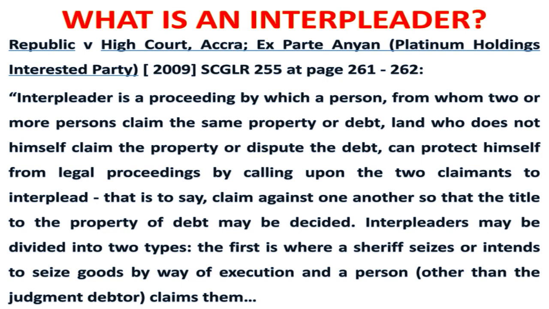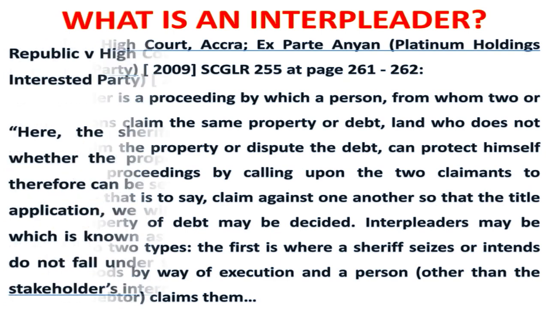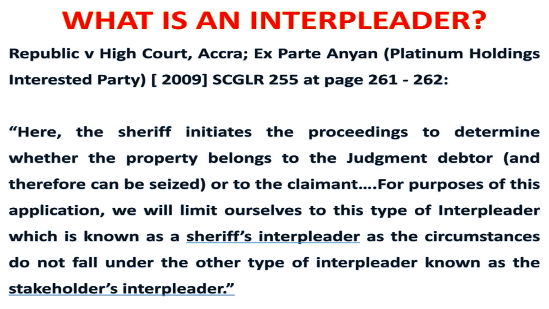Interpleaders may be divided into two types. The first is where a sheriff seizes or intends to seize goods by way of execution, and a person other than the judgment debtor claims them. Here, the sheriff initiates proceedings to determine whether the property belongs to the judgment debtor and therefore can be seized, or rather to the claimant. Again, here the sheriff initiates the proceedings.